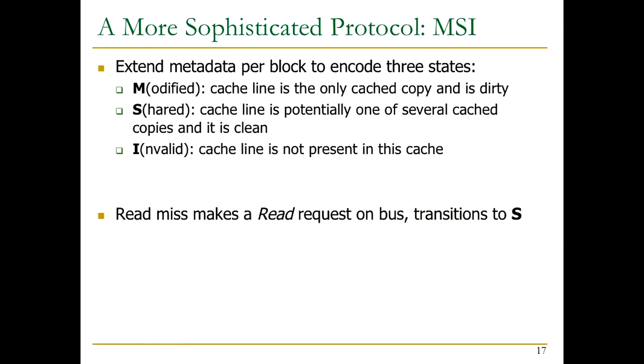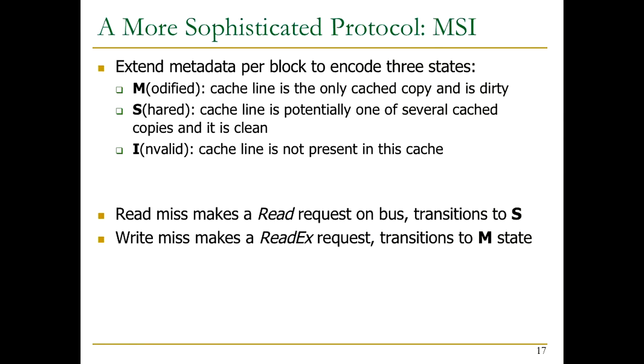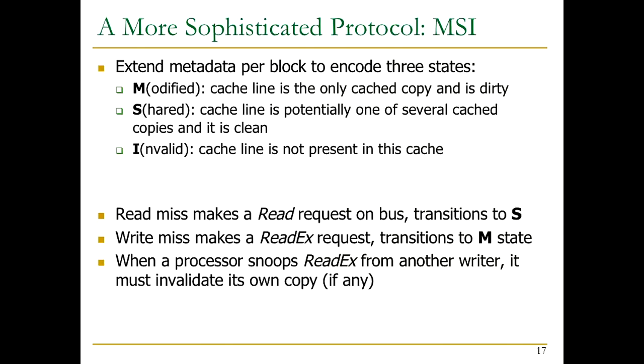If you have a read miss in the cache, that translates into a read request on the bus, and the cache transitions into a shared state after that, right? You go from invalid to shared. If the processor gets a write miss, then the cache makes a read exclusive request, and that request invalidates everyone else, and the cache transitions that block into the modified state. Make sense? Now you have that block, and you can modify it without telling anyone. And when a processor snoops a read exclusive request broadcast on the bus from another cache, it must invalidate its own copy, if it has any, right? So it goes from one of those states, either modified or shared, to invalid state.